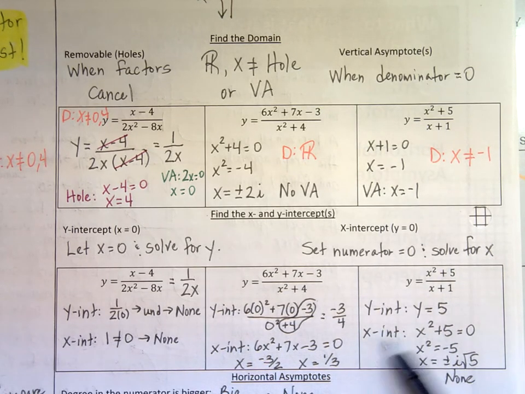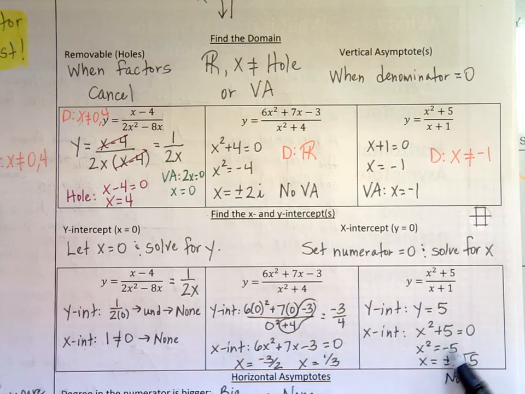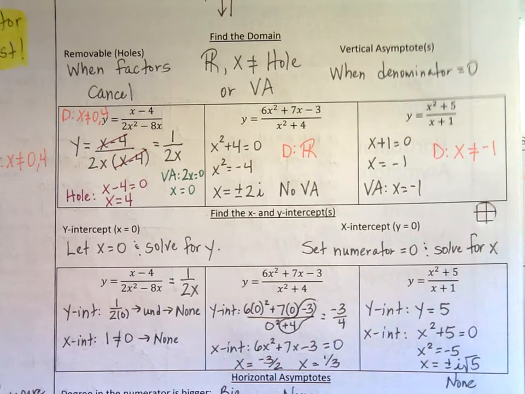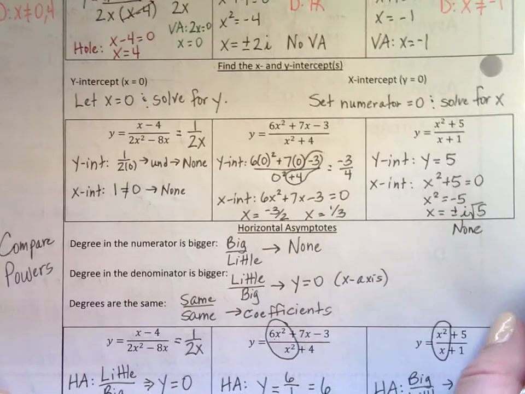X-intercept, take the numerator, set it equal to 0. What happens? Oh my goodness, I end up back in imaginary territory, so that means there are none. And then the last thing we talked about in class was the degree for finding horizontal asymptotes.